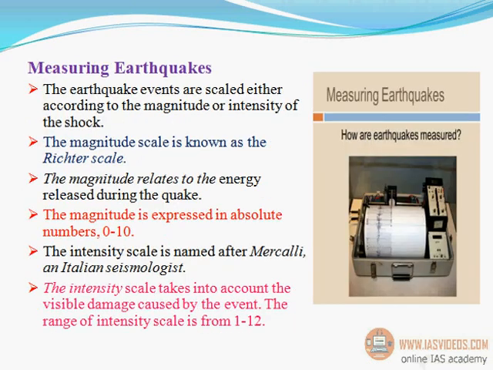Measuring earthquakes. The earthquake events are scaled either according to the magnitude or intensity of the shock. The magnitude scale is known as the Richter scale. The magnitude relates to the energy released during the quake. The magnitude is expressed in absolute numbers, 0 to 10. The intensity scale is named after Mercalli, an Italian seismologist. The intensity scale takes into account the visible damage caused by the event. The range of intensity scale is from 1 to 12.